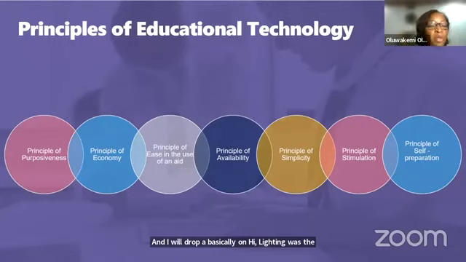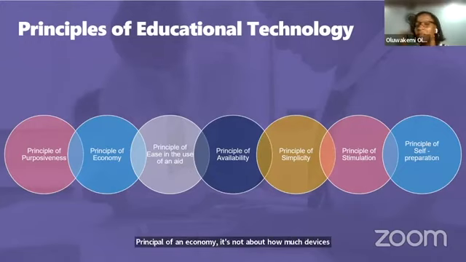So the principle of purposiveness, we have to use it with purpose. I think that captures all that we've been saying since morning. Principle of economy, it's not about how many devices you have, the quantity, no, it's about the quality of use. Principle of ease of use. If it's going to be difficult, it's going to be distracting, it's going to be time wasting, then there is no need to use it.